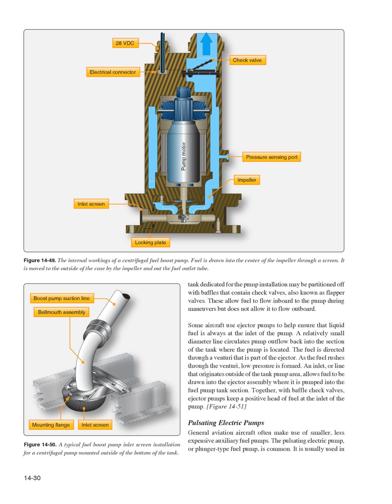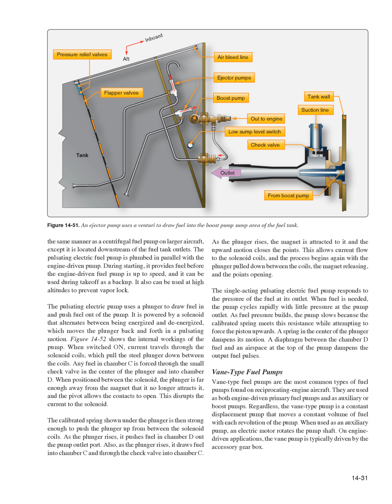Figure 1451, pulsating electric pumps. General aviation aircraft often make use of smaller, less expensive auxiliary fuel pumps. The pulsating electric pump, or plunger-type fuel pump, is common. It is usually used like a boost pump, except it is located downstream of the fuel tank outlets. The pulsating electric fuel pump is plumbed in parallel with the engine-driven pump. During starting, it provides fuel before the engine-driven fuel pump is up to speed, and it can be used during takeoff as a backup. It also can be used at high altitudes to prevent vapor lock.